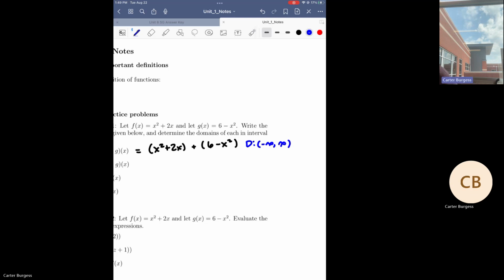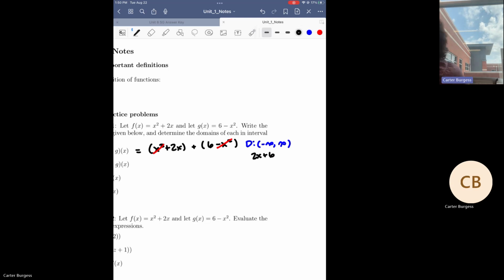What we're going to see is it's not going to make a difference in this case, right? We simplify this. In this case, the x squared and this negative x squared are going to cancel, and we're going to end up with 2x plus 6. And notice, what is the domain of 2x plus 6? It's also all real numbers. So simplifying in this case did not change our domain.